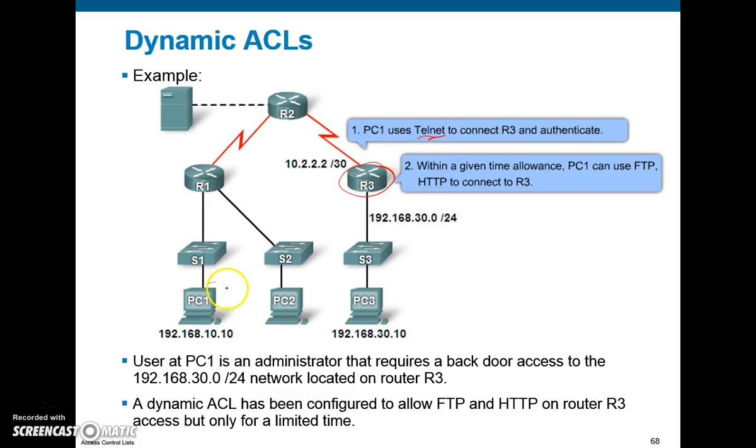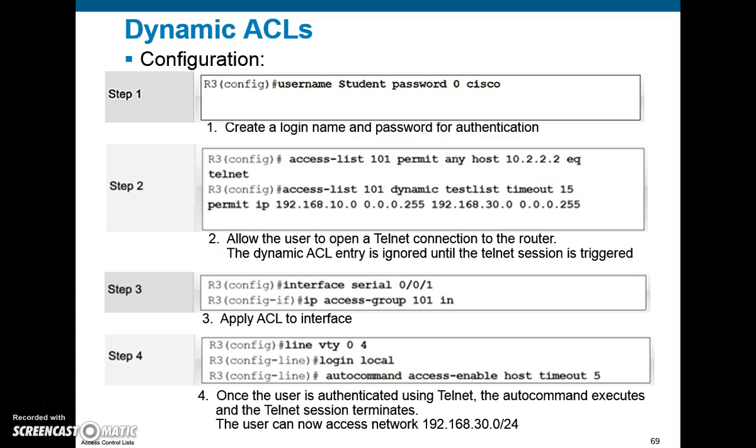So if PC1 does not telnet to R3, PC1 will not be able to access PC3. We're not allowed to do FTP or HTTP to PC3. So in order for PC1 to be allowed access, the administrator at PC1 needs to telnet to R3. Then a dynamic ACL will be created to allow traffic from PC1 to go to PC3. Let's look at the configuration part.